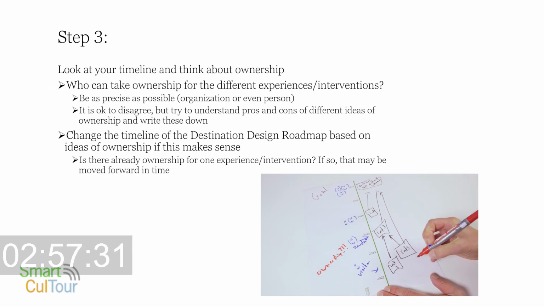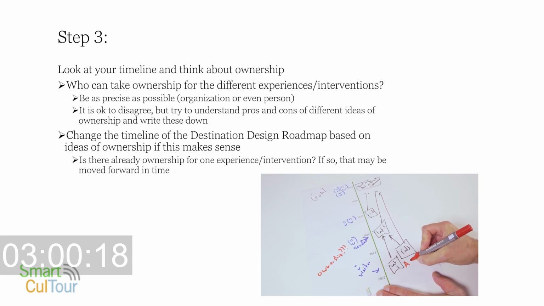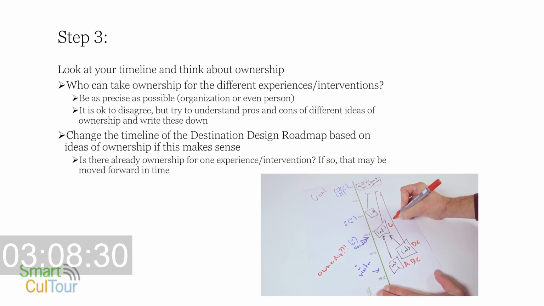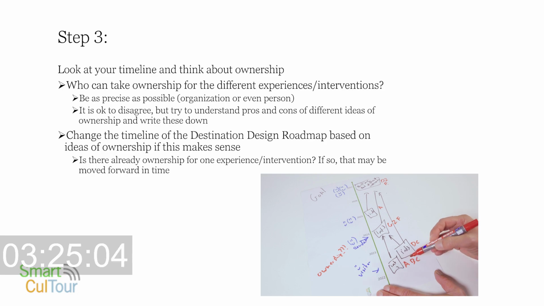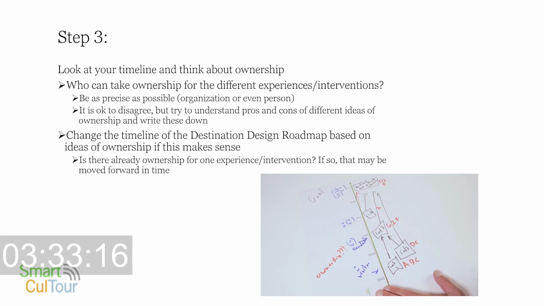Next step is taking ownership. And this is an important one that we found out, because if people don't take ownership, it's very difficult to set things in motion. So we ask you to think about who could take ownership for these interventions. It could be an organization, it could even be individual persons. The more precise, the better. And it's okay to disagree with regards to who should do this, but it's useful to write them down, because the more information we have, the more possibilities there are to set in motion this change and really move forward. Based on this information, you can even change the timeline of the destination design roadmap, because if there's ownership for one idea, it makes sense to develop that earlier.